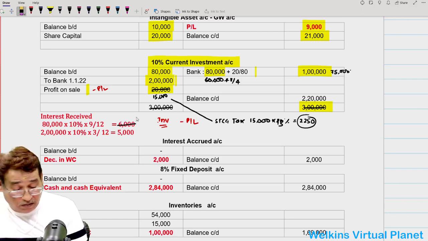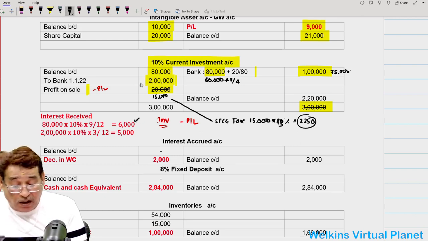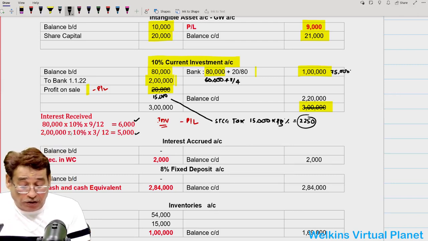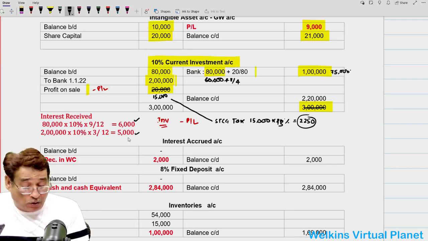This is creating a problem. Just wait. We had opening balance 80,000, 10%, 9/12. This is correct, in fact, because we are computing the interest now. And then we purchased the investment. So we are having 2,00,000 worth of investment, and 10% for 3 months, because these investments were acquired on 1/1/2022. So on 1/1/2022, you are having in total 80 plus 2,00,000. So now you are going to compute 2,00,000 into 10% into 3/12. Your total interest received will be equal to 11,000.